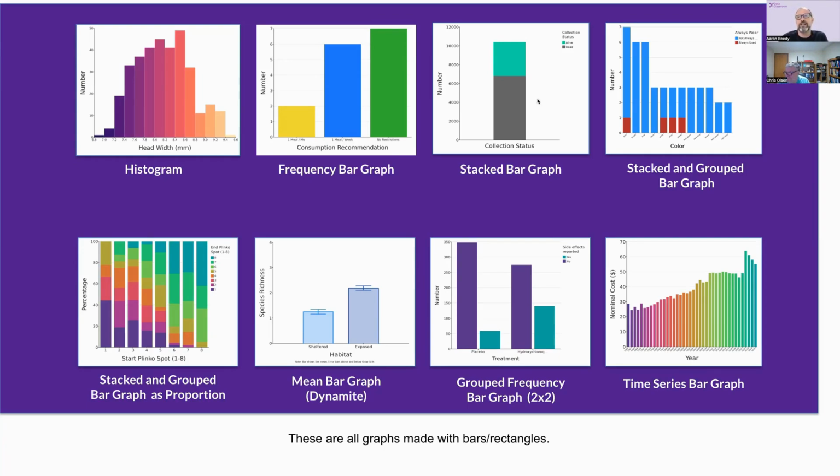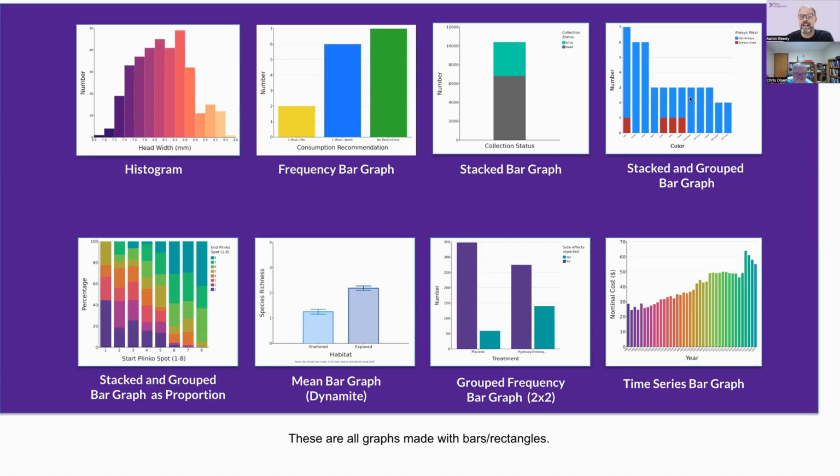The one to the right of that in the gray and green, that's a stacked bar graph. Very, very similar to the frequency bar graph. We can consider it a cousin of the frequency bar graph, but instead of having the bars appear side by side, they're stacked on top of one another.